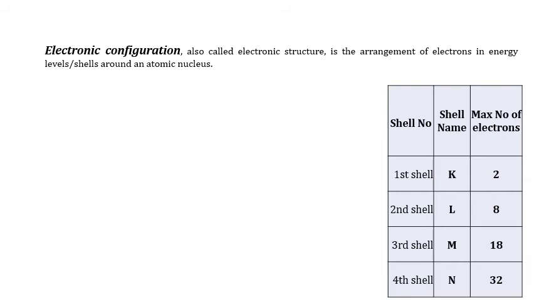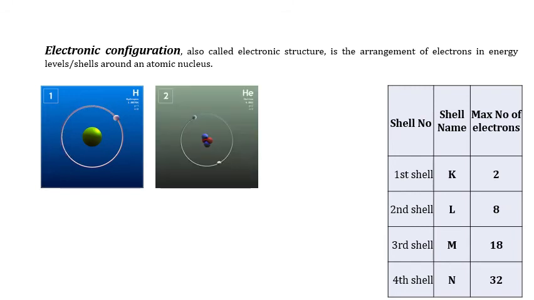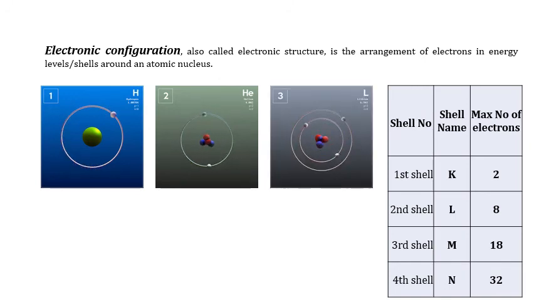Let's see how the electrons are arranged in different shells for various elements. For example, hydrogen has 1 electron in the K shell, that is the first shell. Helium has 2 electrons in the K shell or the first shell. Lithium has a total of 3 electrons, distributed in the K and L shells, that is the first and second shells. The first shell accommodates the maximum of 2 electrons and the third electron is accommodated in the second shell.